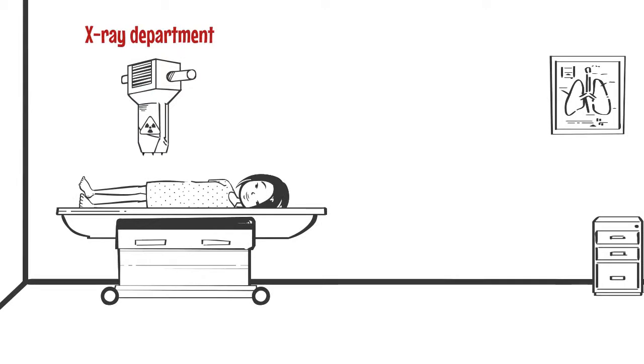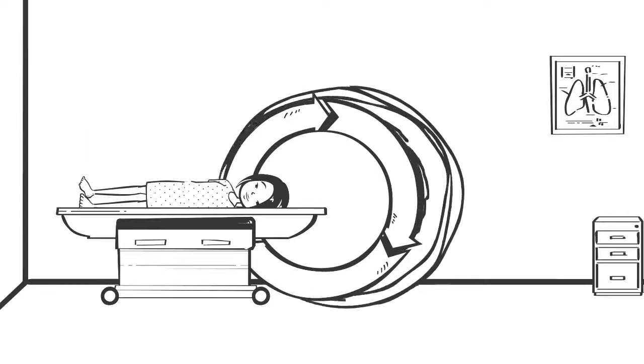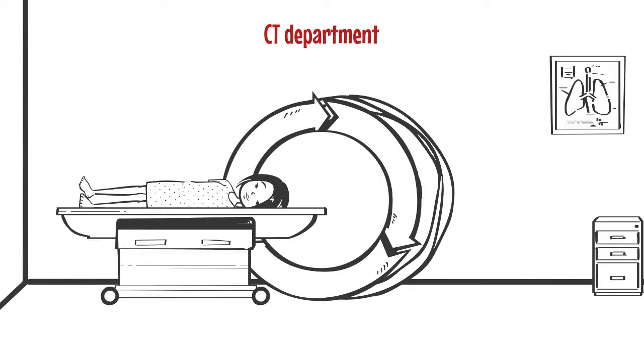CTs use X-rays, just like X-rays you may have had at a dentist or if you've ever broken a bone. With the CT though, the X-ray machine inside the scanner spins around very fast and takes images from all different directions. This allows a computer to produce an image which is in 3D rather than 2D.